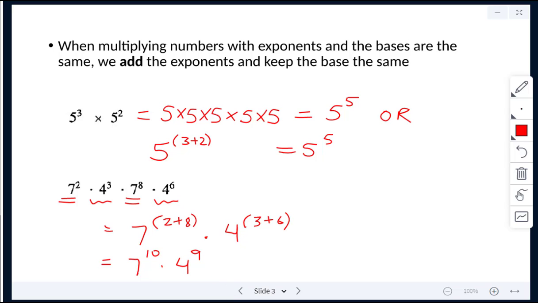All right, so if the question asks you to simplify the question and leave it in exponential form, this is where you would stop. We've simplified it. The next step here, if the question was to calculate, then you could obviously just calculate 7 to the power of 10, calculate 4 to the power of 9, and then multiply them together.